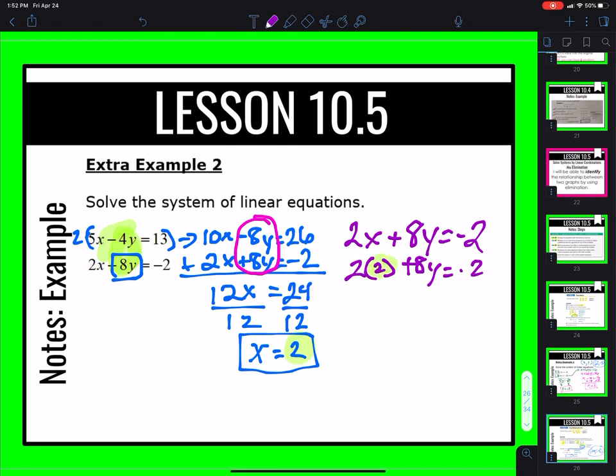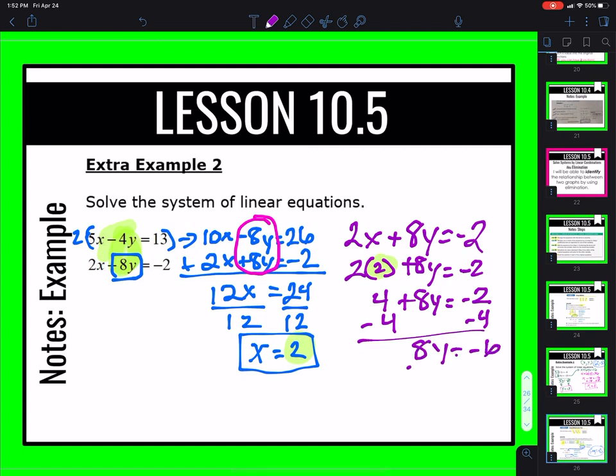Now I'm just going to go ahead and solve for y. So 4 plus 8y equals a negative 2. Subtract 4 from both sides. 8y equals a negative 6. Divide by 8. We can go ahead and simplify this so it becomes y equals negative 3/4. So now that's our y value.